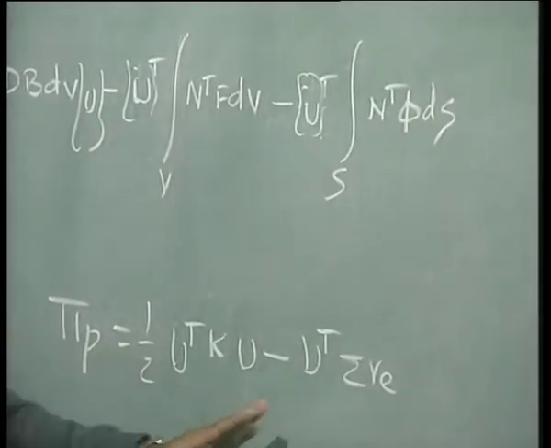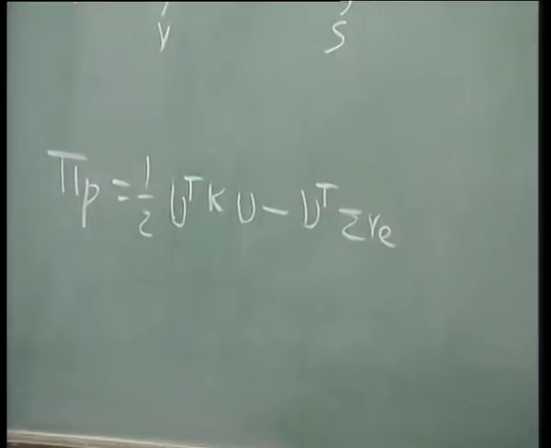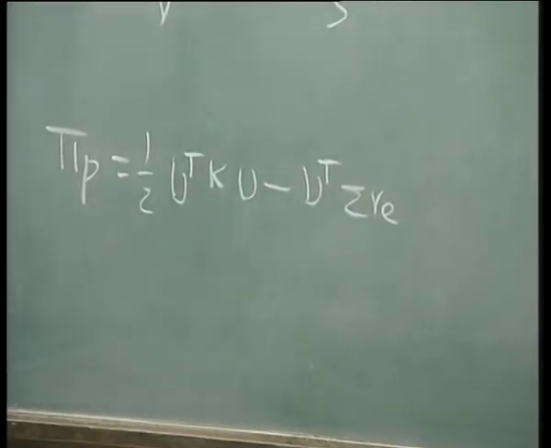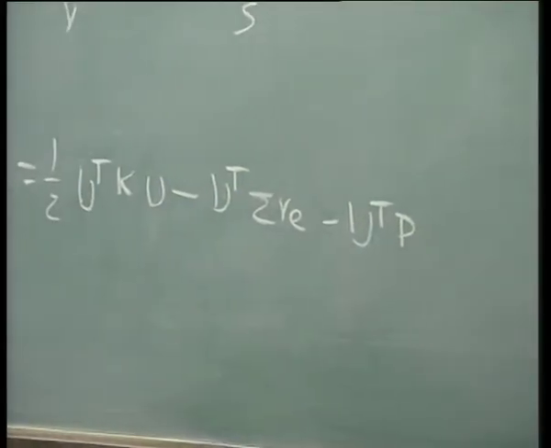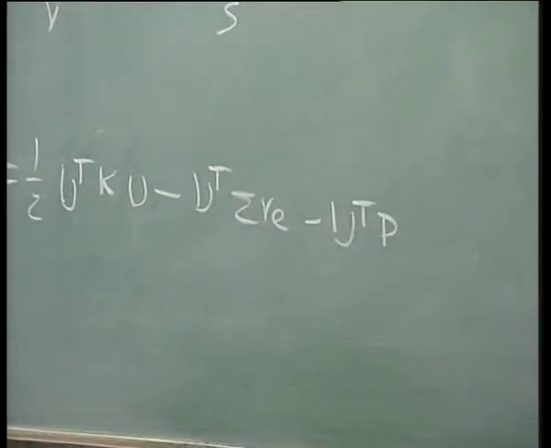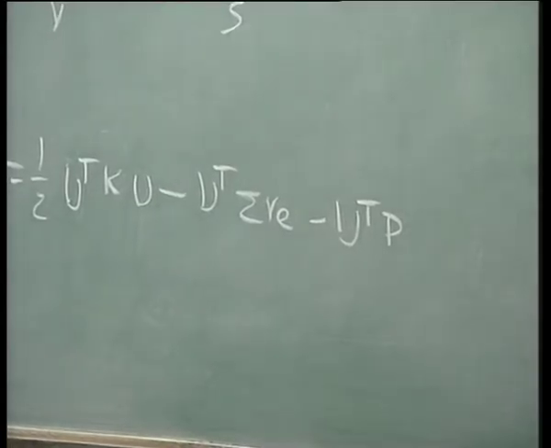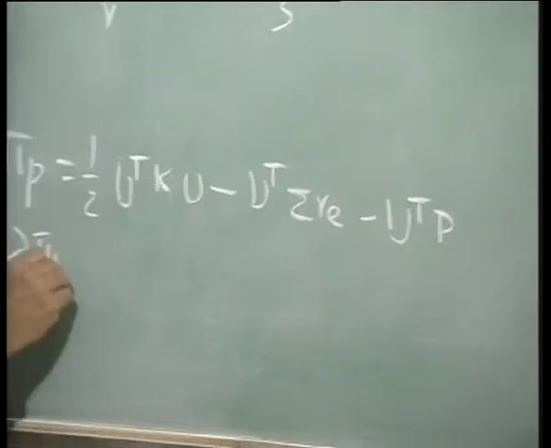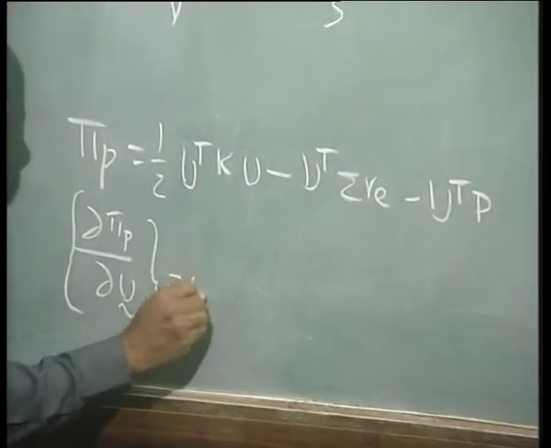So now I will introduce my concentrated loads. How do I introduce concentrated loads? Minus U transpose, say, P. Is that clear? Okay. Now when I differentiate this dou phi p, now I am differentiating with respect to U, that's equal to 0.